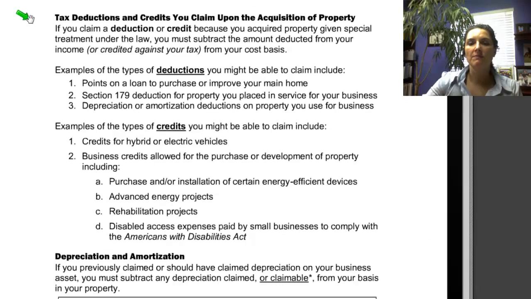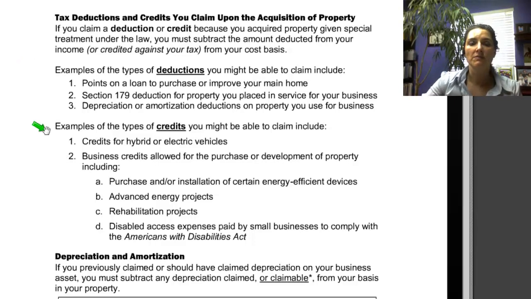Tax deductions and credits you claim upon the acquisition of property. If you claim a deduction or credit because you acquired property given special treatment under the law, you must subtract the amount deducted from your home or credited against your tax from your cost basis. Here are some examples of the types of deductions that you might be able to claim when you purchase property, such as points on a loan to purchase or improve your main home. Well, we already know how to deduct those on Schedule A. And the Section 179 deduction for property you placed in service for your business. We haven't learned about that yet, but it's coming. And depreciation or amortization deductions on property you use for your business.